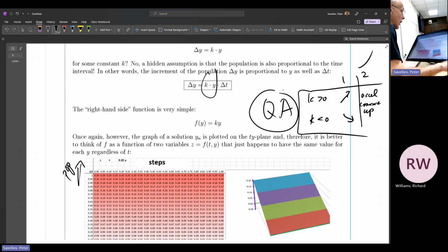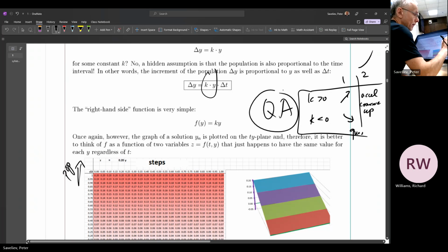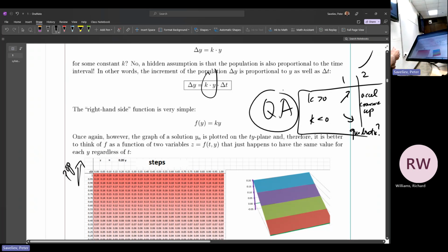Okay, and then from that point on, it's growing, but it could be quadratic, right? Think about it, accelerated growth could be quadratic. Why not? Nothing stops it from being quadratic. So how do we know?